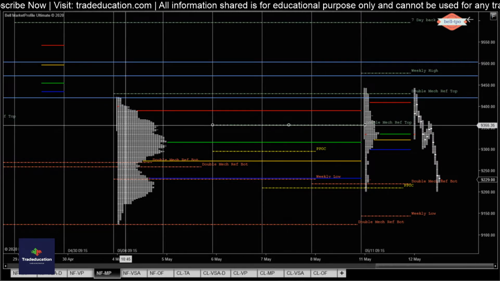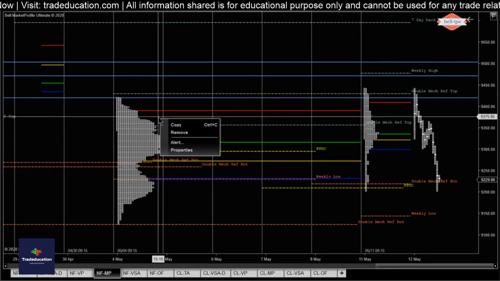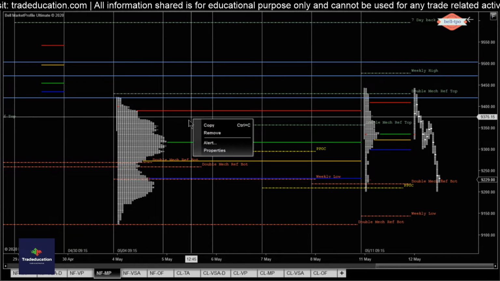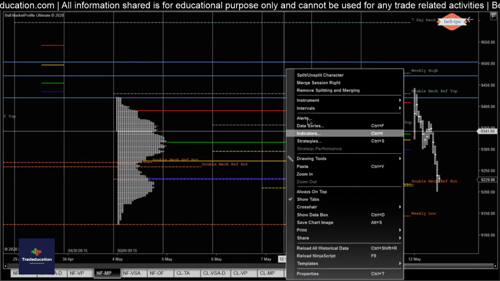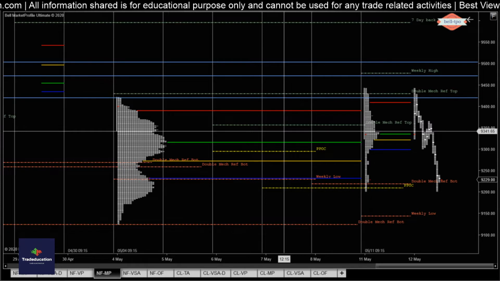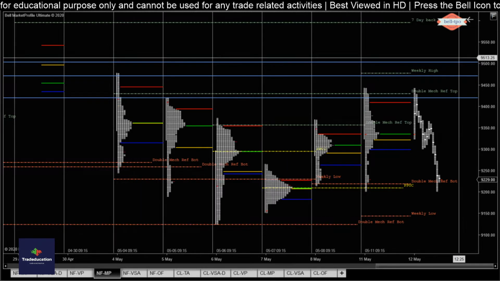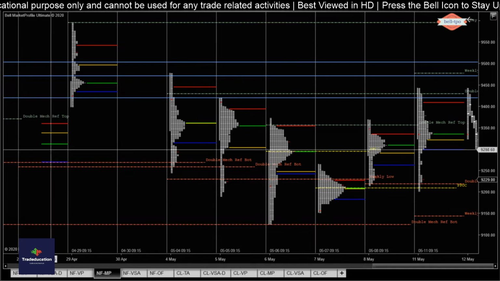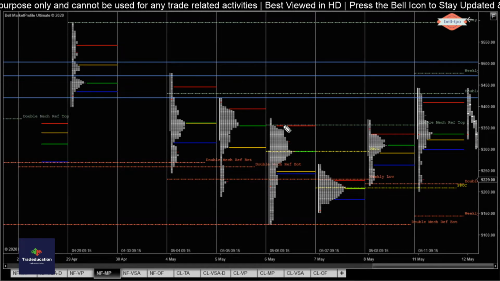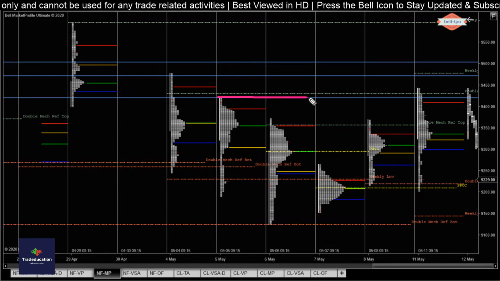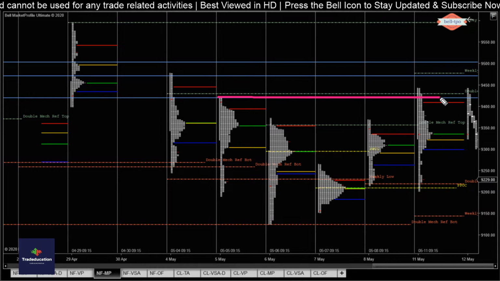Let me now remove all the splitting of these profiles. Now I'll tell you what the three different lines are. This line you already know. This is the balance high, and if you see, this is where we saw a sort of exhaustion.